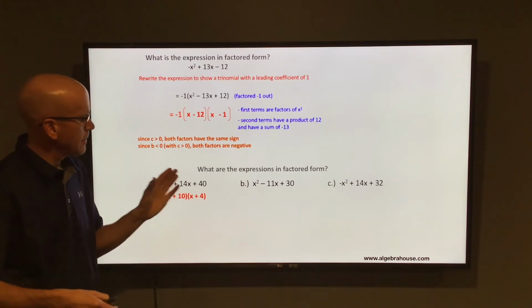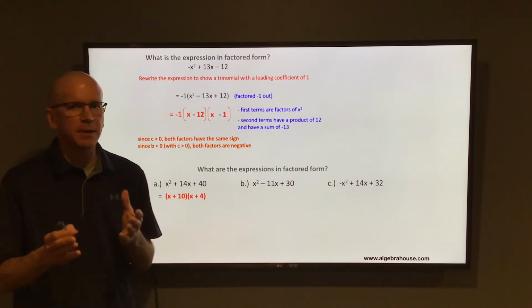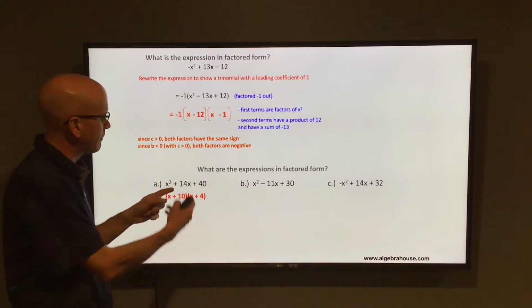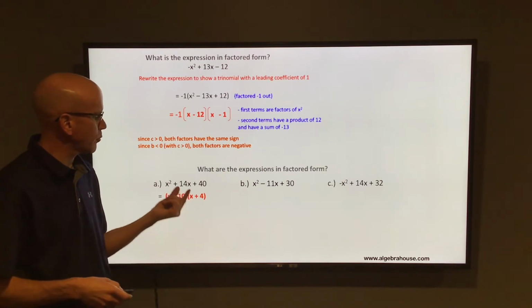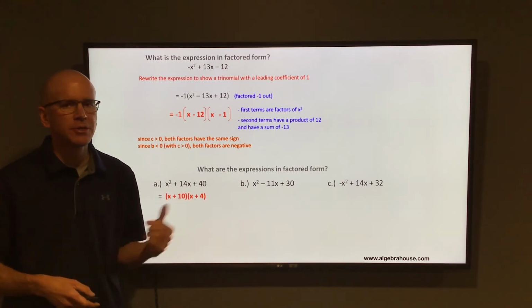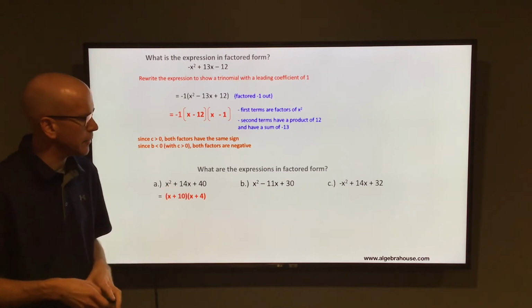Again, think of factors of 40. All the factors of 40, think about the pair that you can put together to make a 14. That's the 4 and a 10. So x plus 10 times x plus 4 is what that factors into. You could check that with the FOIL method, multiply those back together, and you will get what you started with.